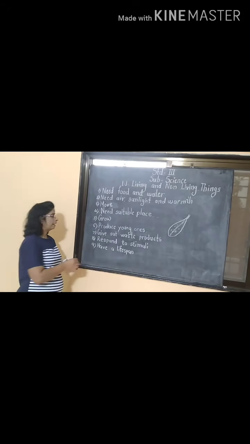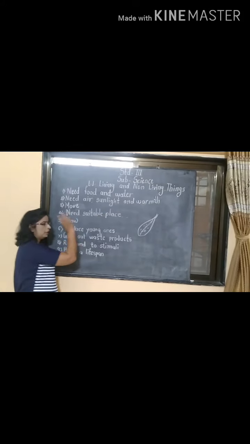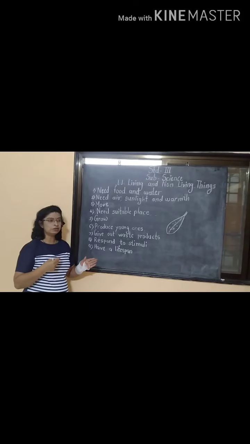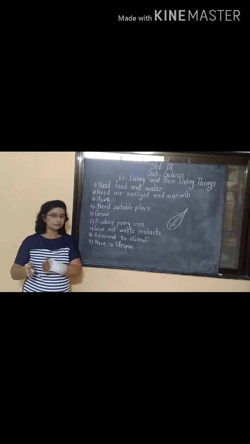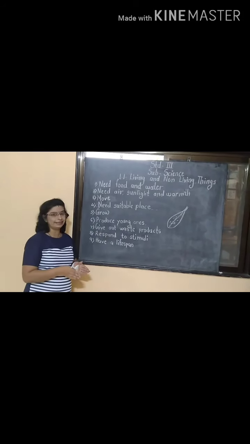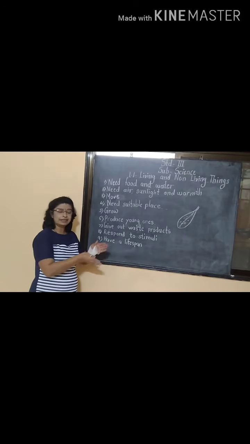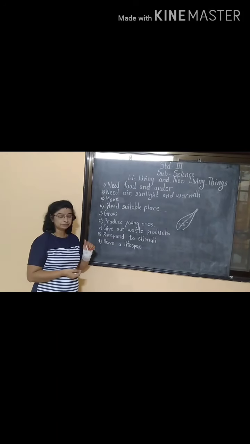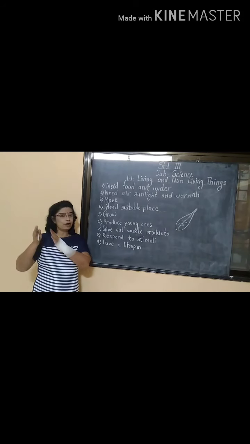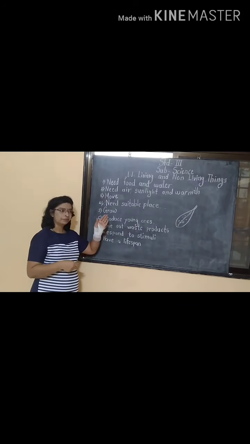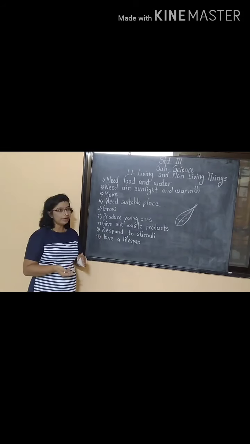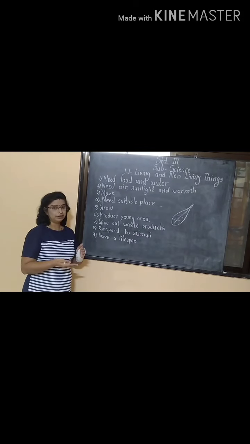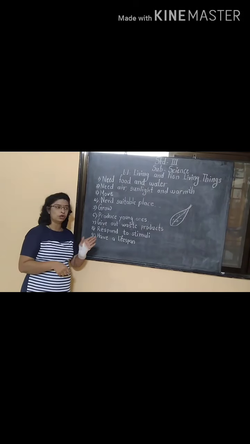Now the next point is need for a suitable place. All living things need a suitable place to live. Some animals live in the very cold region. Some animals live in the grassland area like elephant. Some plants are in the coastal region, as they need warmth, like coconut plant. Some plants are found in the very cold region like apple tree. Yes, and some animals or plants are found all over in any type of climate, like sparrow. Sparrow is found all over.